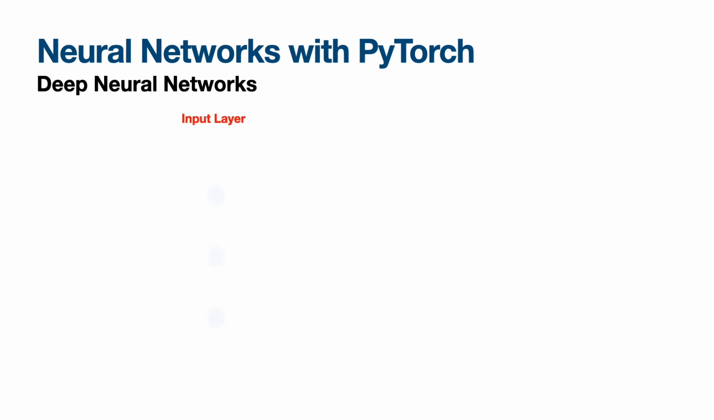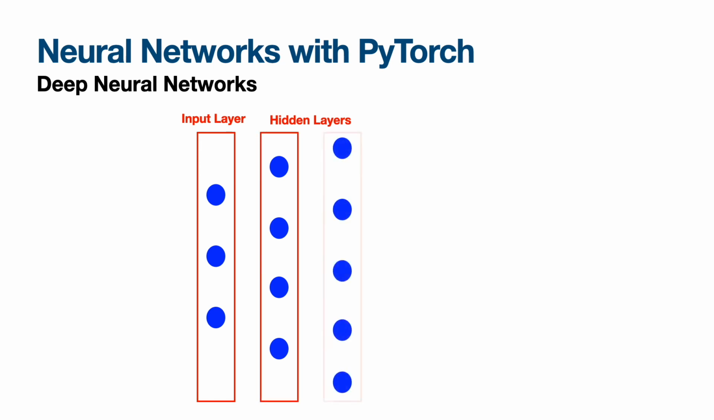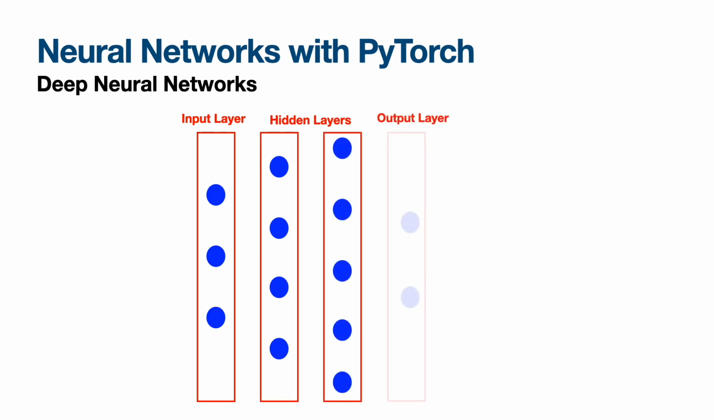We can make a deeper neural network by adding more hidden layers. If a neural network has 2 or more hidden layers, we call it a deep neural network.